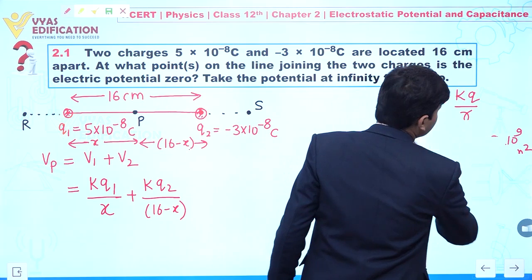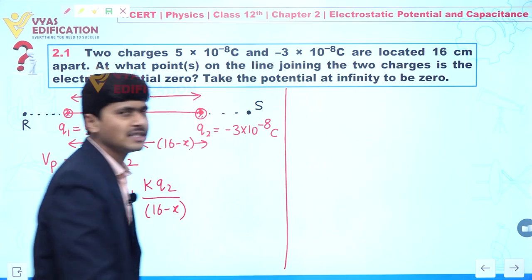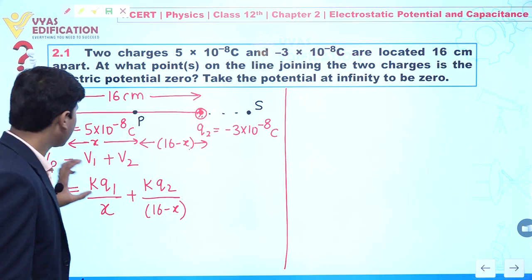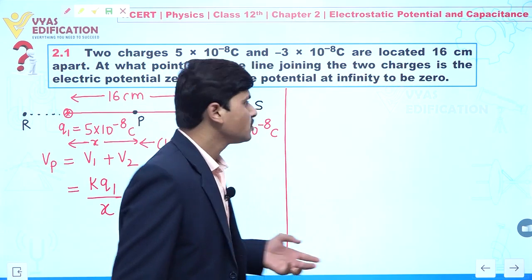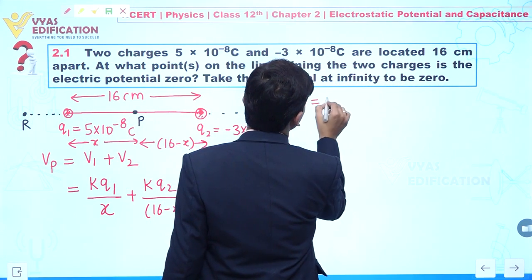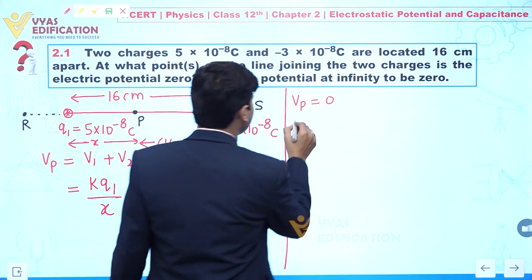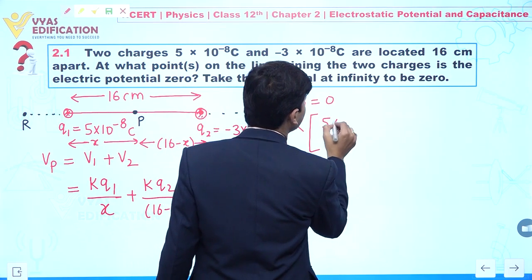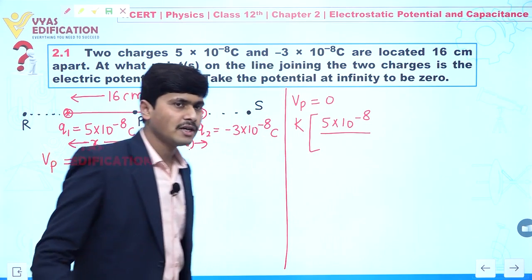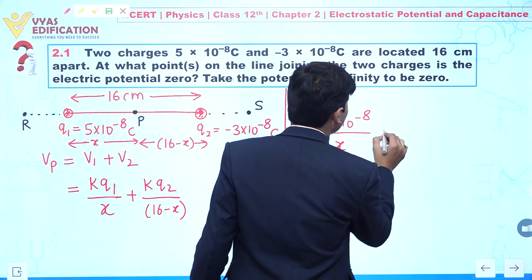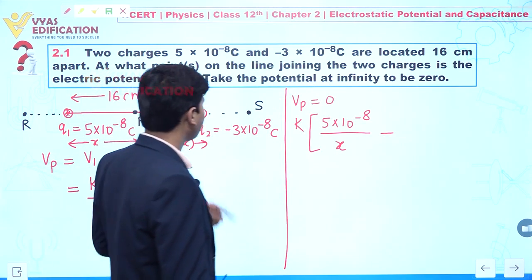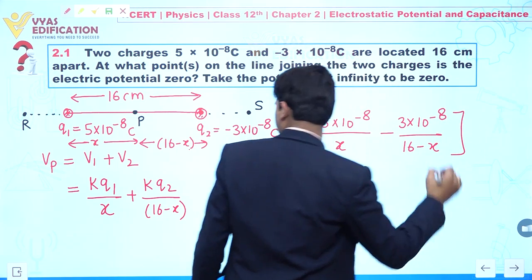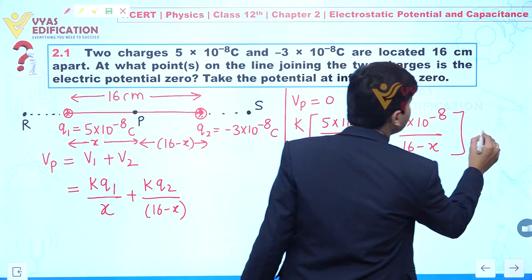Now, can we find the potential to be 0 here? Listen carefully. Q2 is negative, so definitely we can find a position where the electric potential is 0. We can write Vp equal to 0. K is common. We can write Q1, whose value is 5 into 10 to the power minus 8, divided by x. Now the value of Q2 is minus 3 into 10 to the power minus 8, divided by 16 minus x. And we can put this equal to 0.